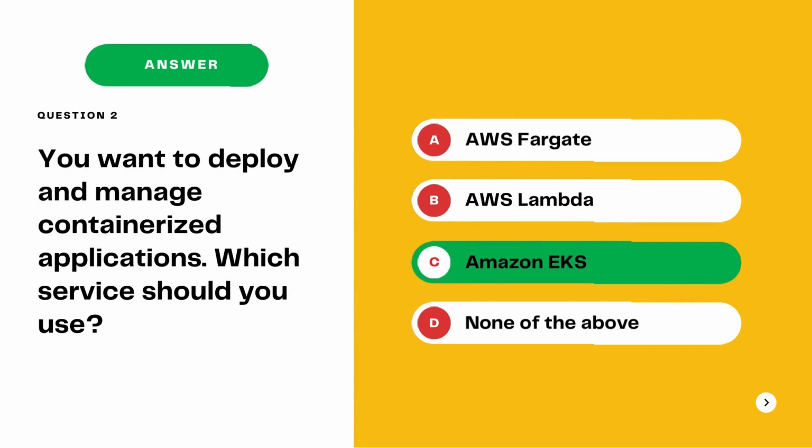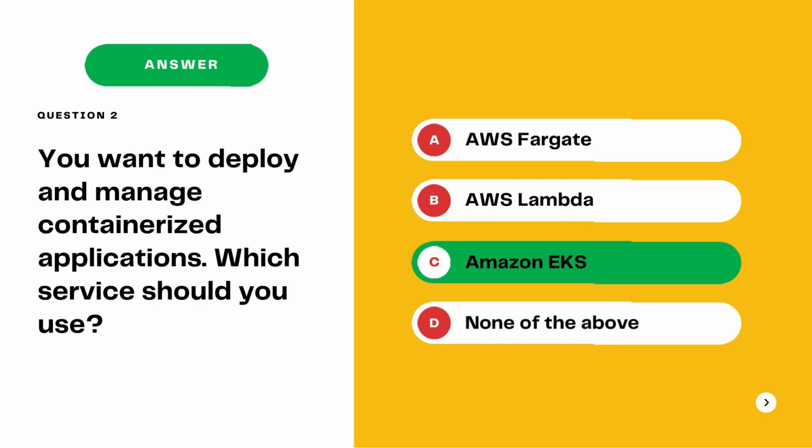The second question was, you want to deploy and manage containerized applications. Which AWS service should you use? The first option was AWS Fargate. This is not the correct option, as AWS Fargate is a serverless compute engine for containers. When using AWS Fargate, you do not need to provision or manage servers.